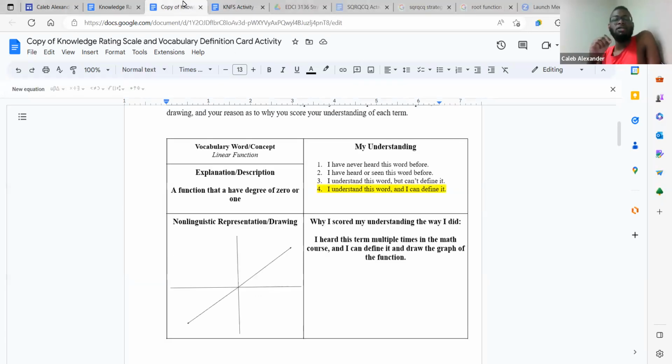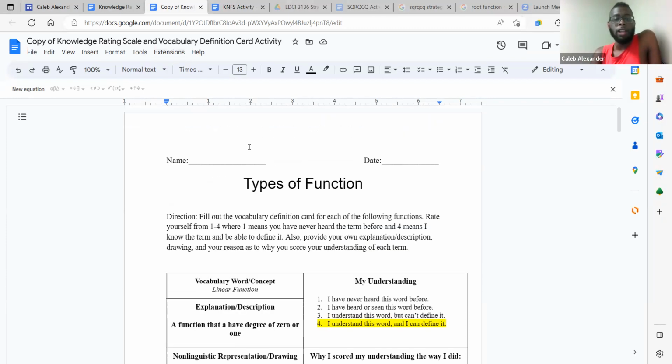So today I'm just going to teach y'all how to do the NOS rate scale in the vocabulary definition card strategy for my portfolio. For this one, I decided to do it on the types of functions, because it's easy to define those types of functions and also easy to go over what they are in this case. So this is the activity I would have my students work on.